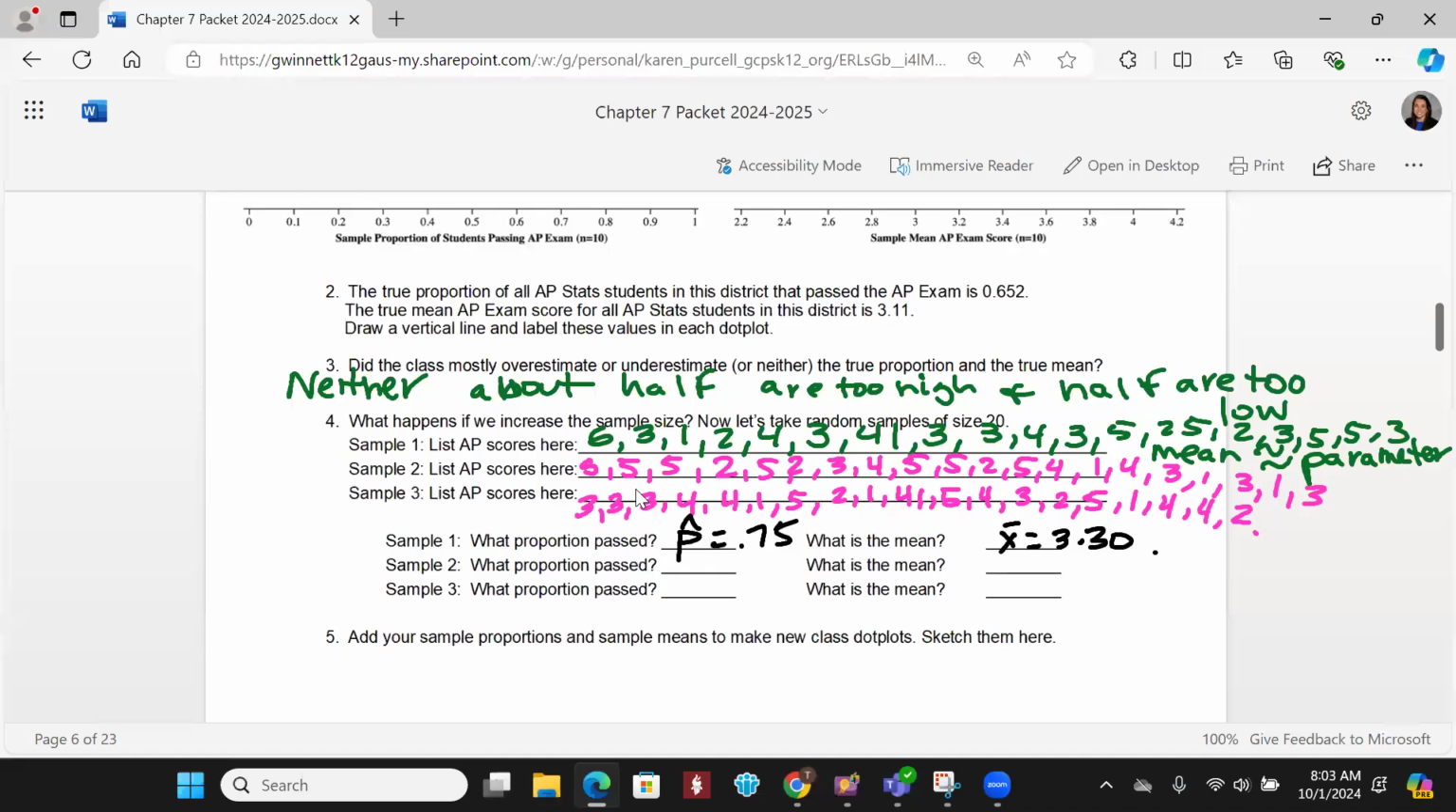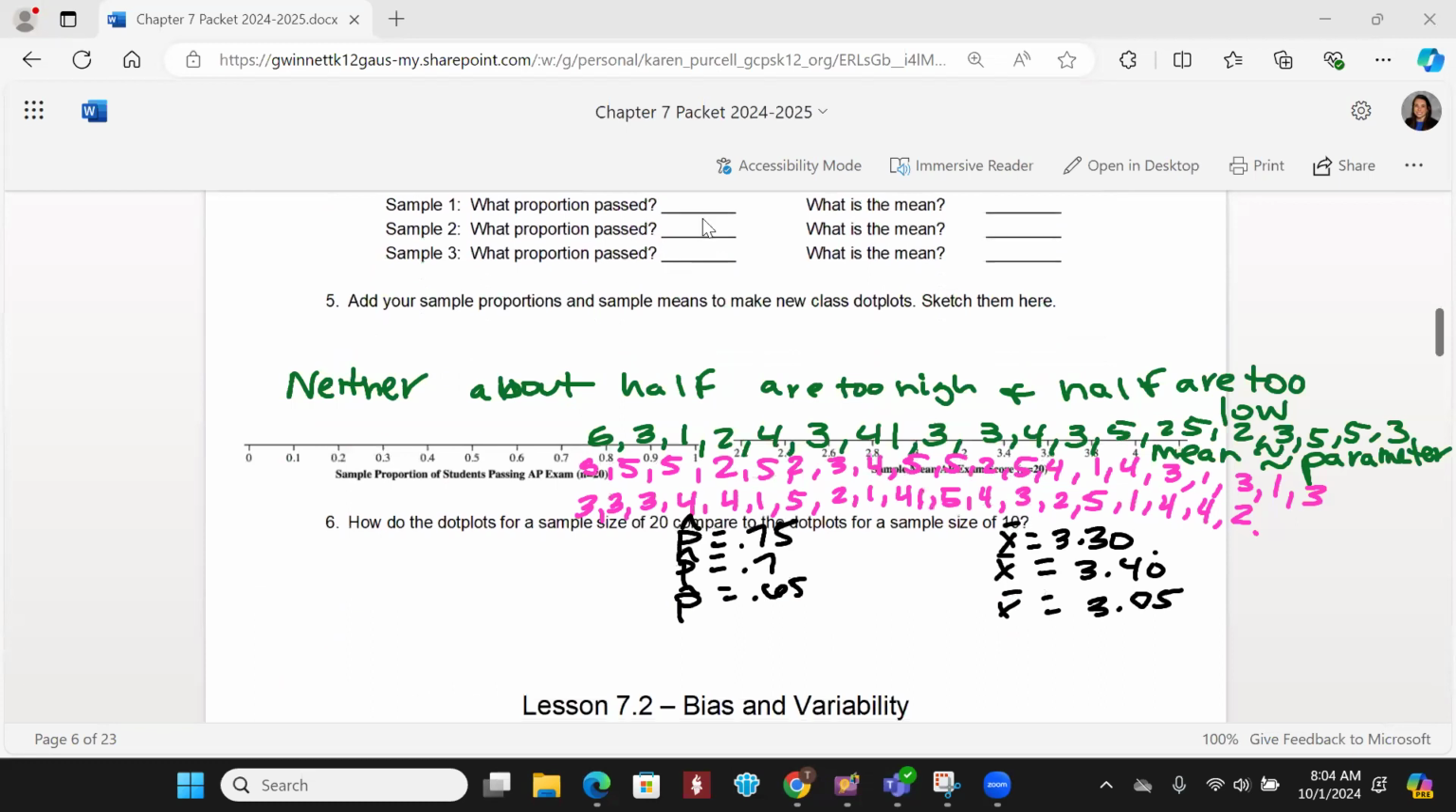Start pulling. So now do you see why I did the sampling distribution for you? It takes a while. If each one of us did it over and over and we all put it on the board, this is roughly what it would look like. Again, you should find your proportion that passed, that's anybody who's three and above, and the mean. Those are going to be different from what I'm about to put up for samples two and three. This would give you 0.7 for this one and 0.65 for the other. Over here, we would have 3.40 and 3.05. Notice how these numbers are kind of closer together. Now we're going to add our sample proportions and sample means to make a new class dot plot.